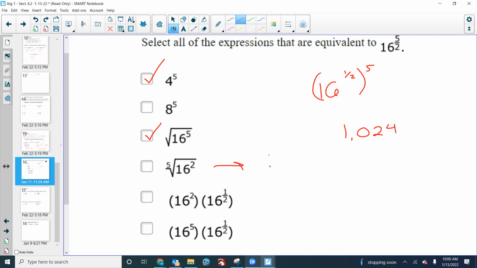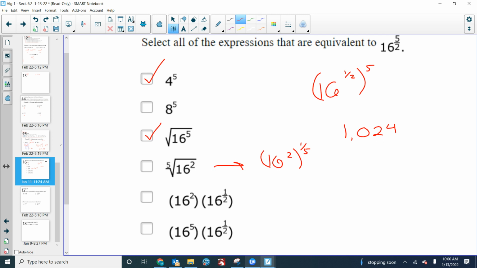This one I would want to check. This one is 16 squared to the 1/5. Power to a power you multiply. That would be 16 to the 2/5. That's not 16 to the 5/2, is it?